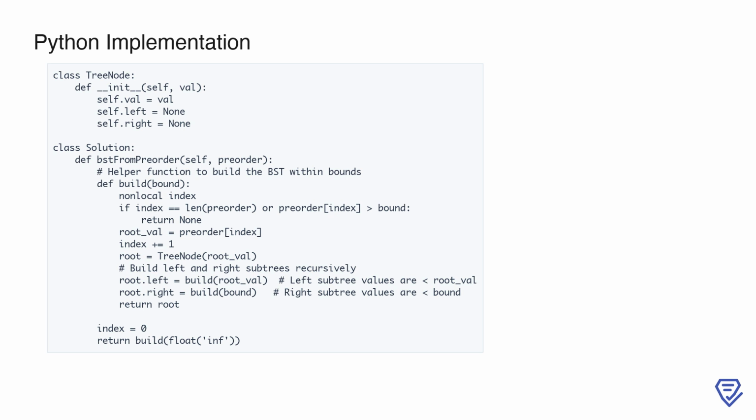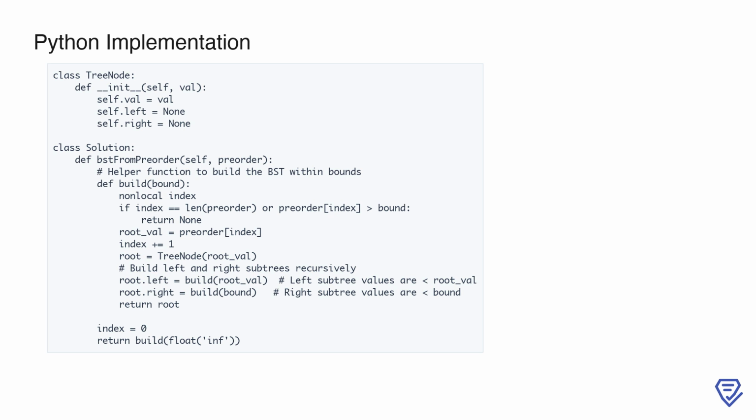4. Initialization and starting the build. The index variable is initialized to 0, indicating the start of the preorder list. The build function is invoked with an initial bound of infinity, allowing all values to be valid initially. 5. Output. The build function returns the root of the constructed BST, which is then returned by bstFromPreorder.